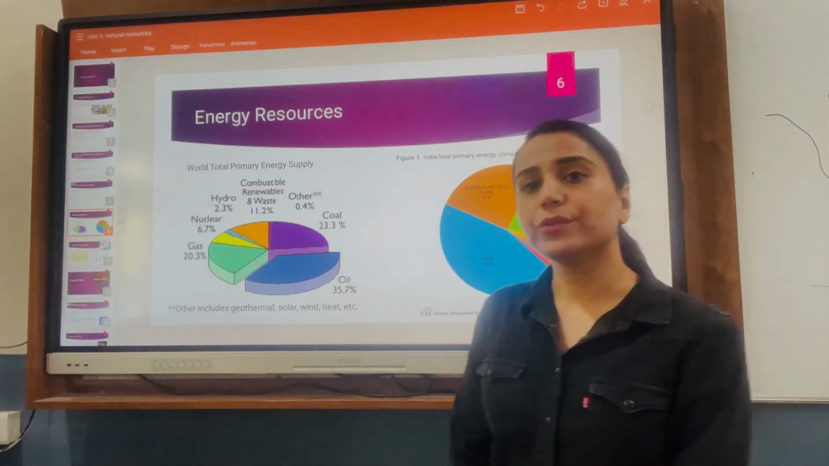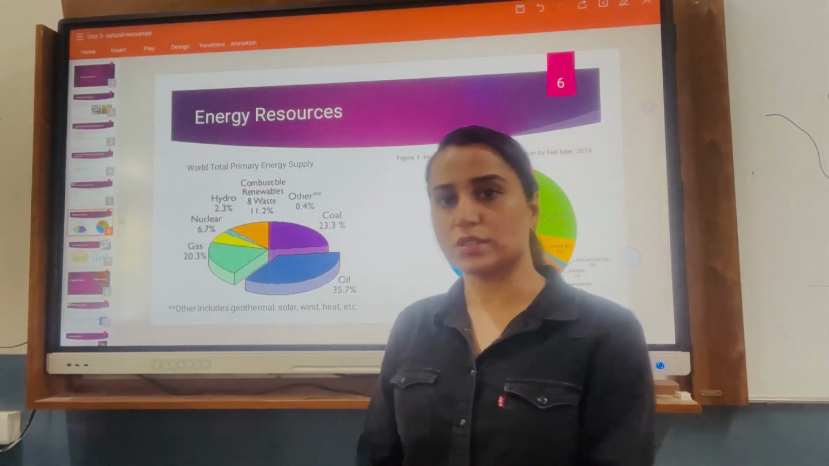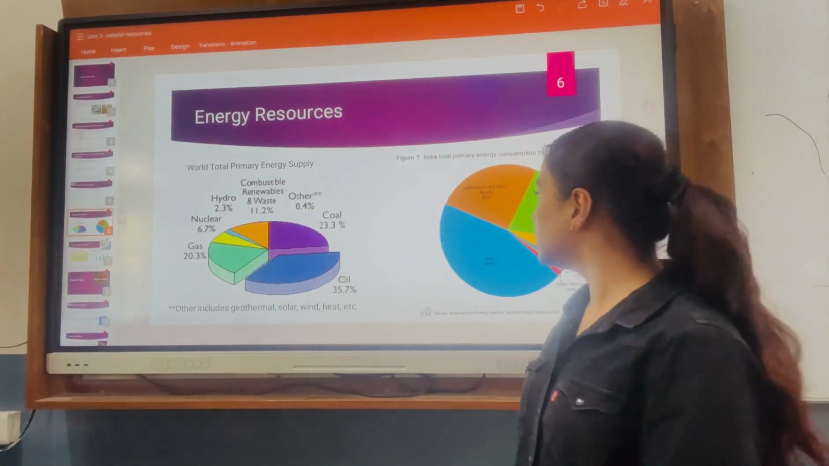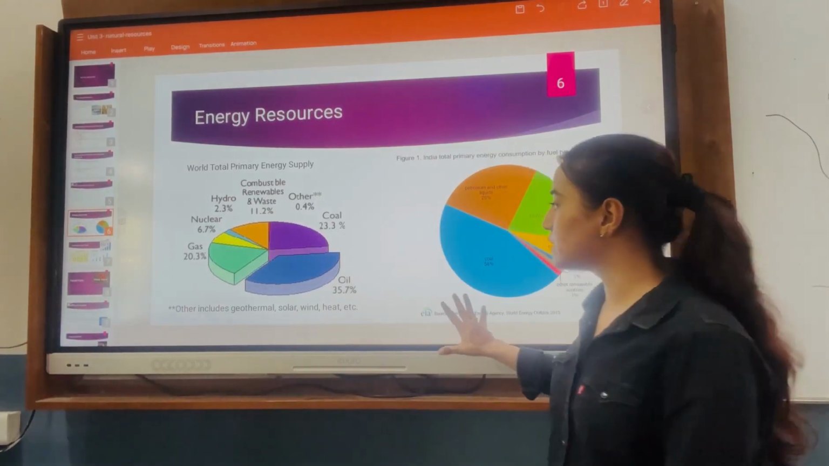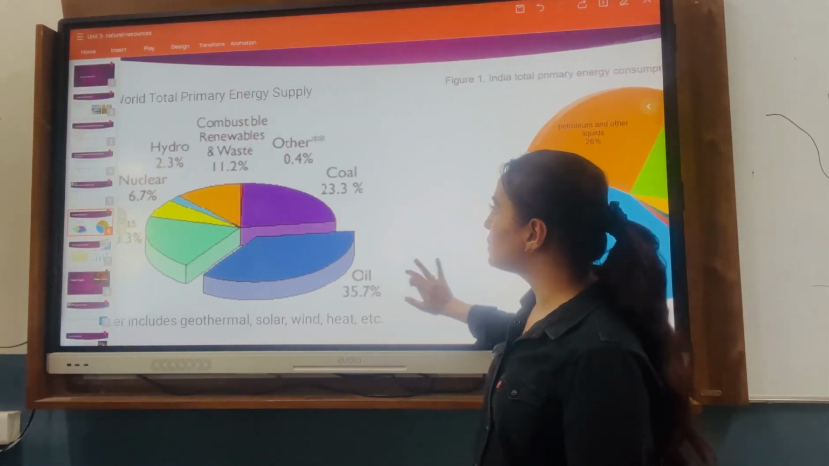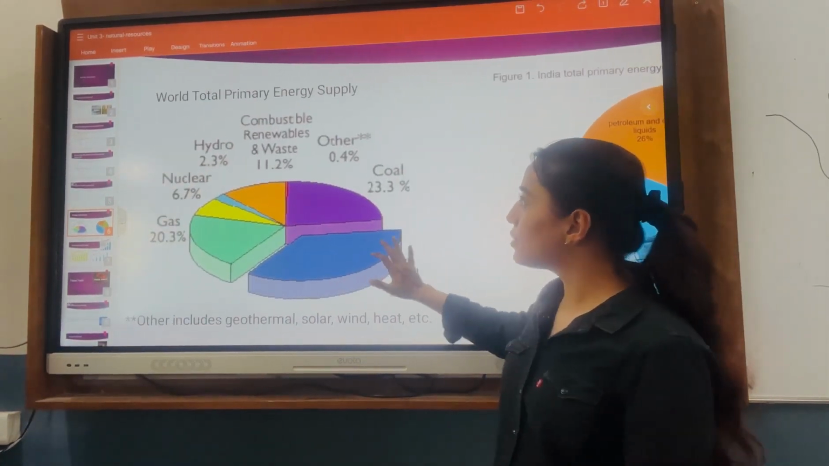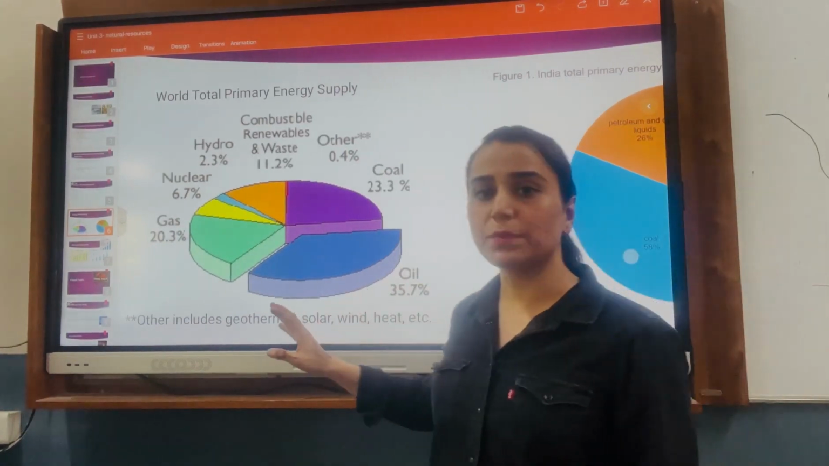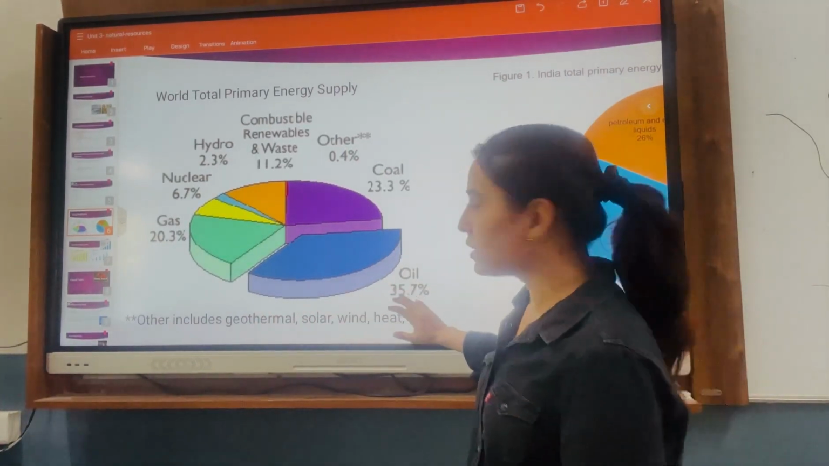First of all, we are going to touch upon the energy resources. Energy resources in India and their consumption: these are the two graphs which represent the energy resources. For example, this first graph tells you about the world total primary energy supply.